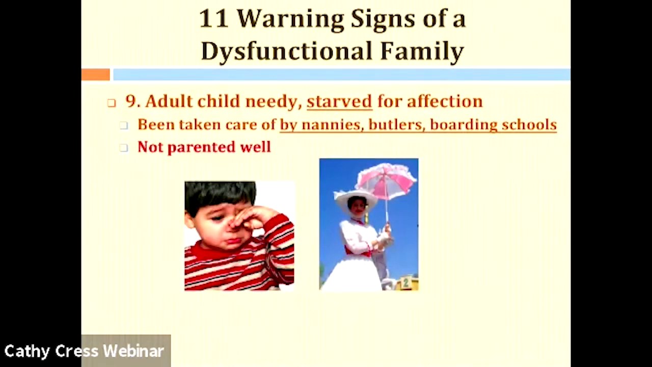The 11th warning sign is the dysfunctional family. In the dysfunctional family, the adult child is needy, starved for affection. And I've talked about this over and again, because they've been taken care of by nannies, by butlers, by boarding schools, a lot of boarding schools, and they weren't parented well. And nurturing, the body is sustained by blood, our bodies. And without enough blood, we begin to die.